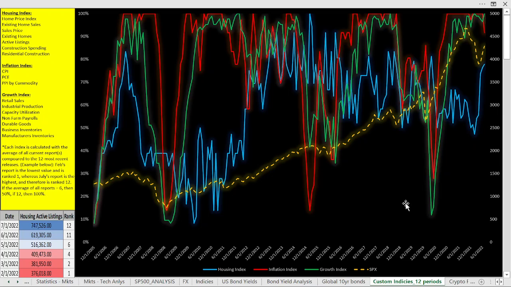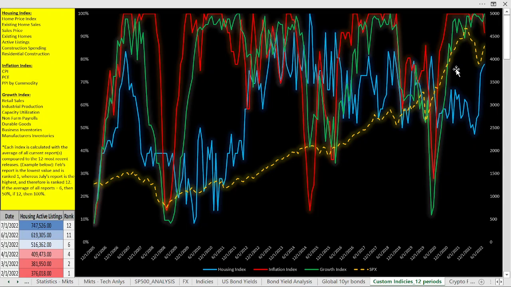More recently, in 2019, 2020, we saw sharp moves down in the growth index and the inflation index. But then again, the housing index again did not suffer such a dramatic downturn. And now we see the housing index, in part as a result of very high inflation, moving very much to the upside, in addition to the growth and inflation indexes.